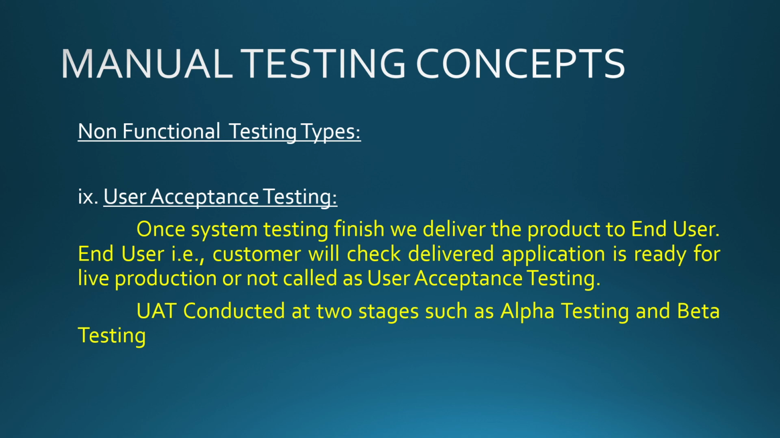Then the customer will check whether the delivered application is ready for live production or not, which is called user acceptance testing. User acceptance testing is conducted at two stages: alpha testing and beta testing.